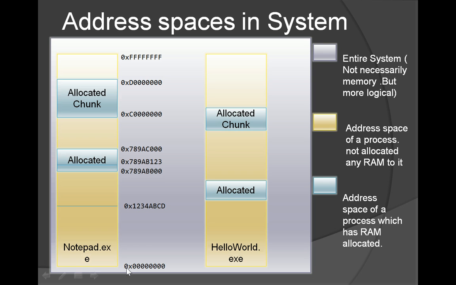So you have addresses starting from 0x followed by 8 zeros to 0x followed by 8 Fs. This is an address which is a valid address, 0x1234ABCD. So you'll have the same address here as well, in notepad.exe and helloworld.exe. So two different address spaces. You have some allocated chunks in both address spaces.